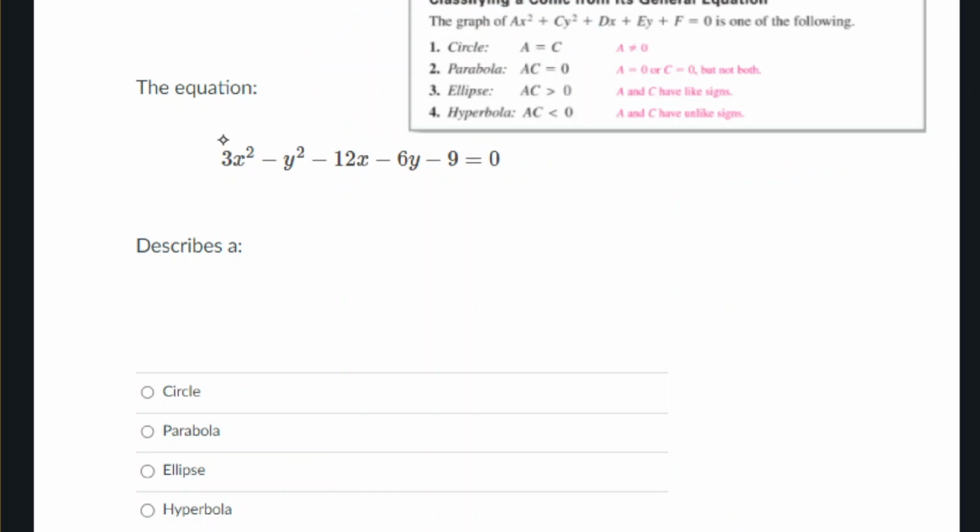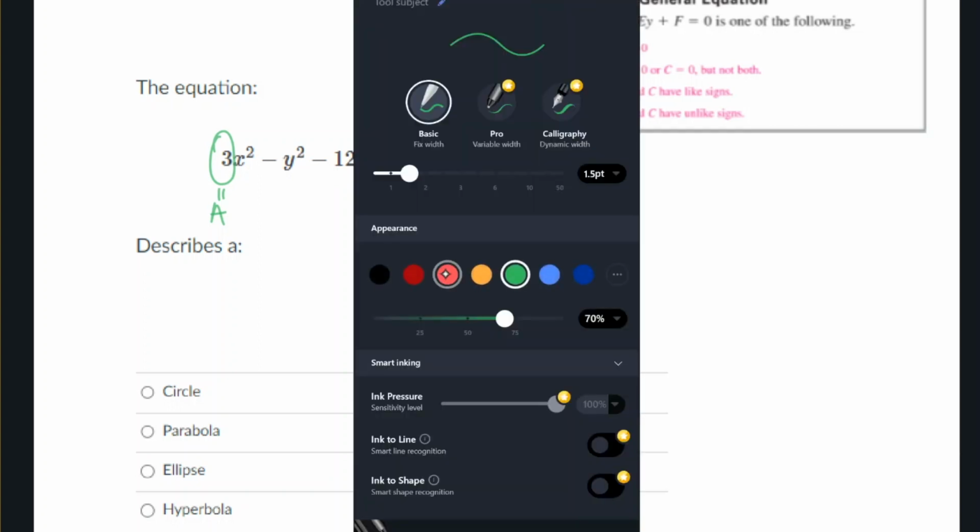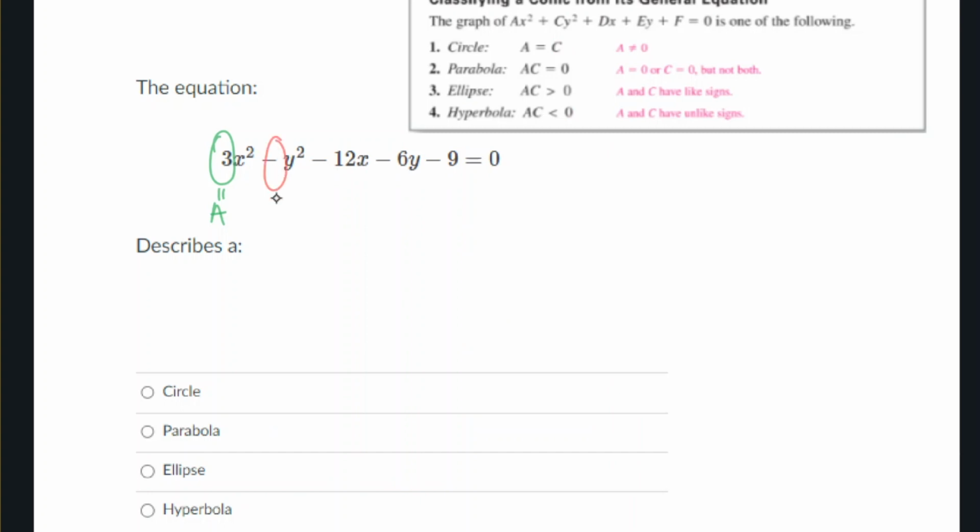So this is my key. This is the x squared, so that's my a. Negative 1 is my c squared. So c is negative 1. A is 3 because that's the coefficient in front. That's how this formula works. And it says, okay, if A is equal to C, it's a circle. Now, 3 is definitely not equal to negative 1, so it's not a circle.